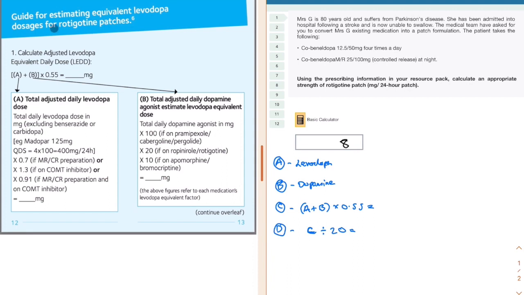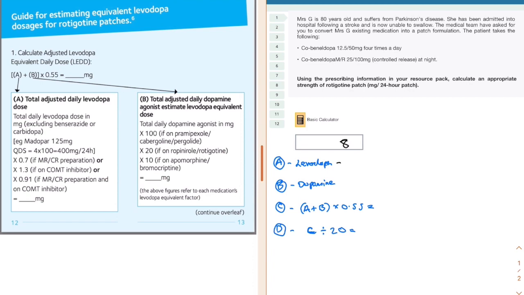Obviously you've got the resource pack, you could quite simply work through each stage of the resource pack as well. However, this is just a methodology that we use and we learn to save time and be comfortable with in the exam. So stage 1, levodopa calculation, what does that involve? That involves calculating the total levodopa daily dose.